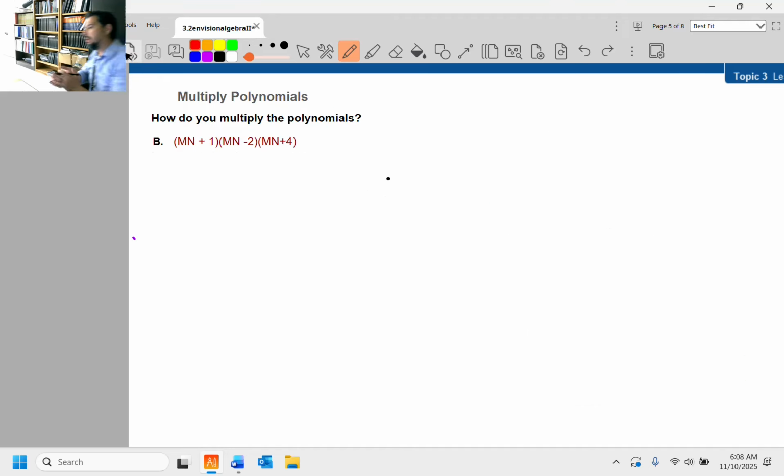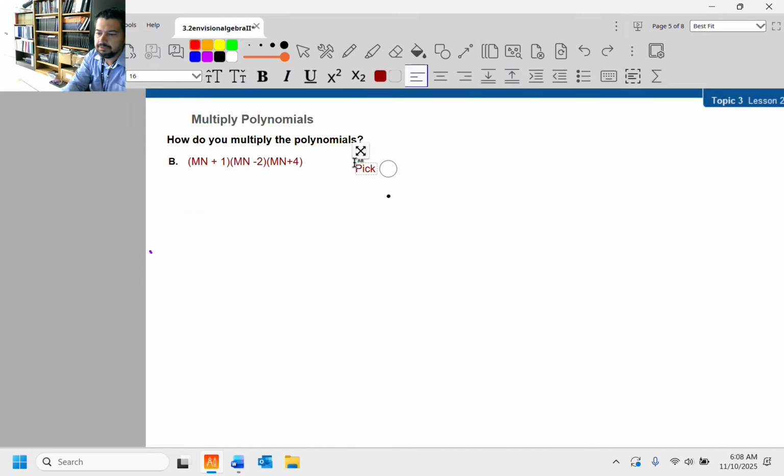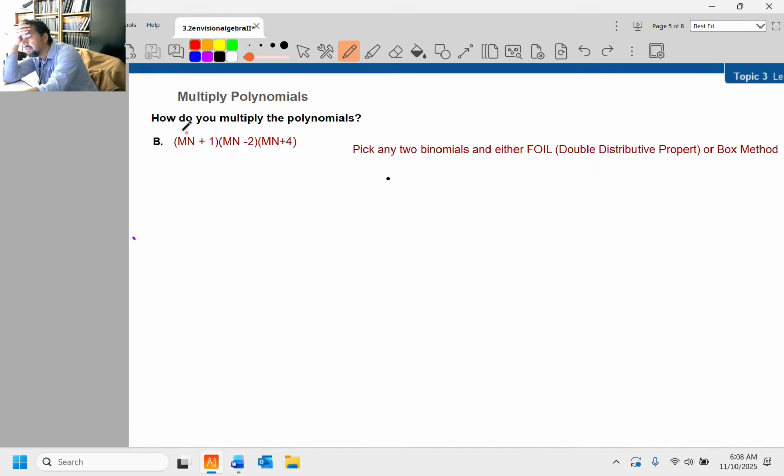So here we got this one. Now, how do you do this? Well, first off, you're going to pick two binomials and either FOIL or box. So pick any two binomials and either FOIL it, we call that the double distributive property, or box method, whichever. And then you just repeat the process. So I'm going to pick on these two. I'm just going to go ahead and do the box method.